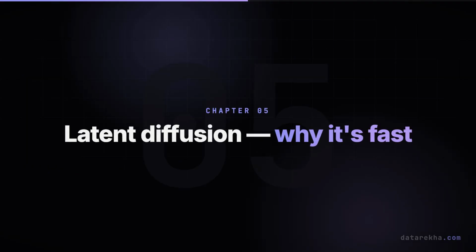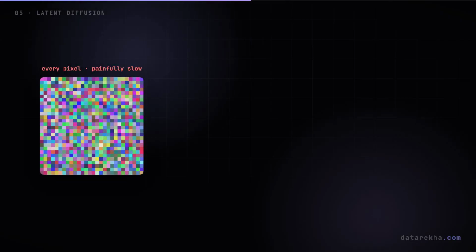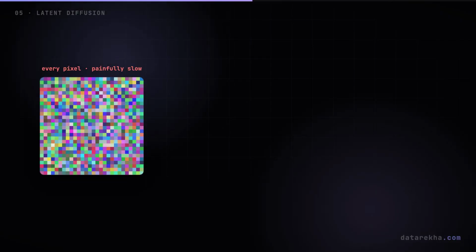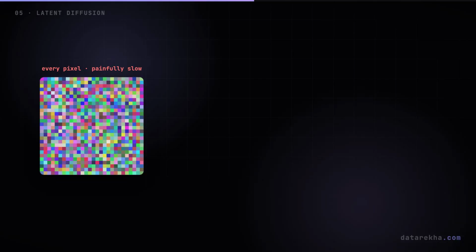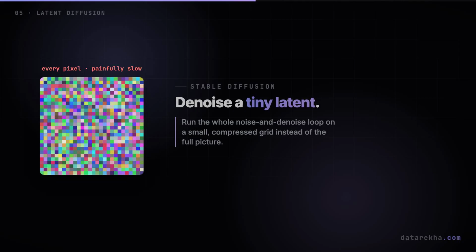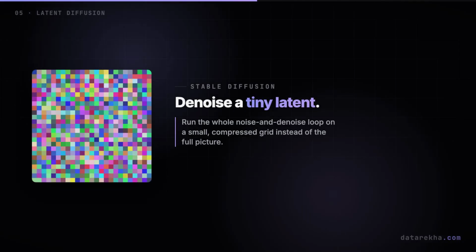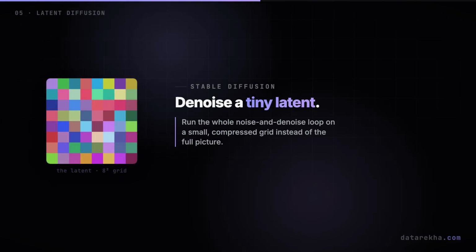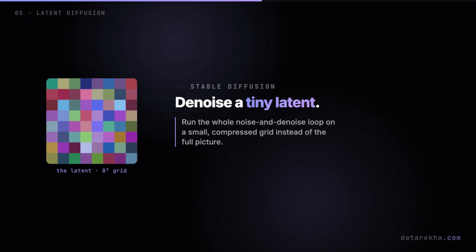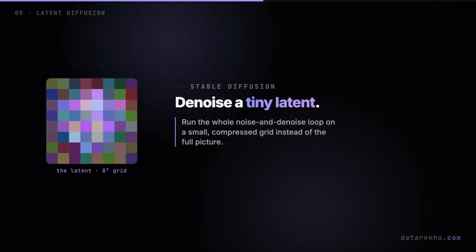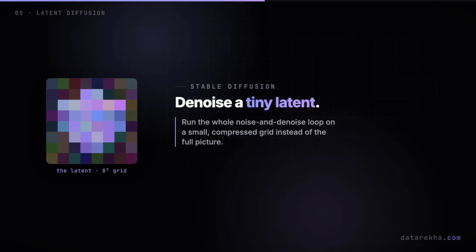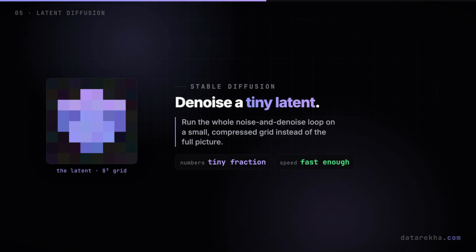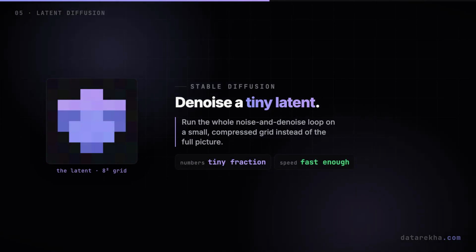Latent diffusion. Why it's fast. One problem. Denoising every pixel of a big image, dozens of times over, is painfully slow. The fix is the idea behind Stable Diffusion. Instead of working on the full picture, we run the entire noise and denoise process on a small, compressed grid, a latent, like the chunkier field on the left. Same loop, a tiny fraction of the numbers, so it runs fast enough for everyday use.